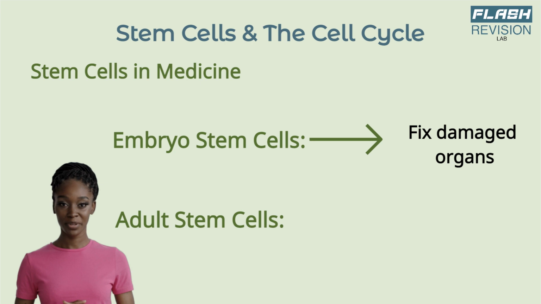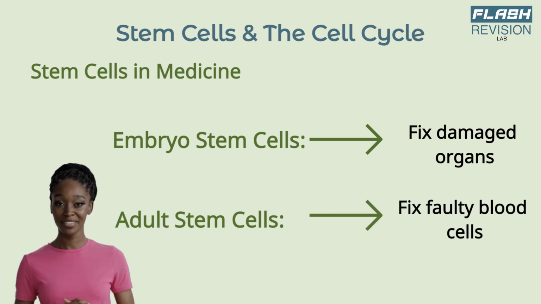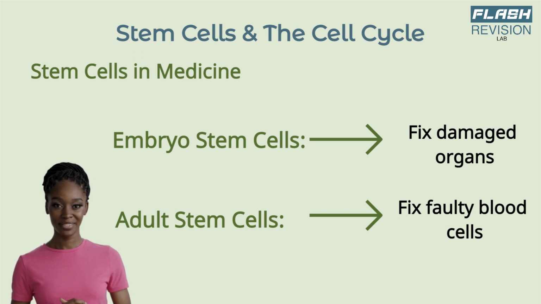Adult stem cells, which are more limited in what they can become, can also be grown in a lab and change into specialized cells, like blood cells. In the future, stem cells might help cure diseases like diabetes and paralysis.